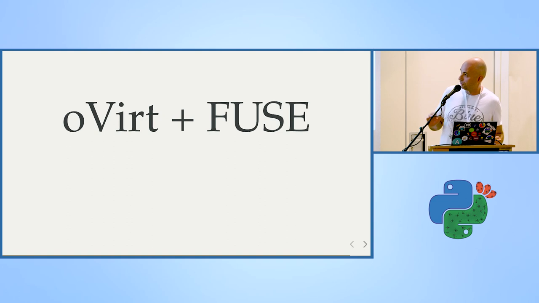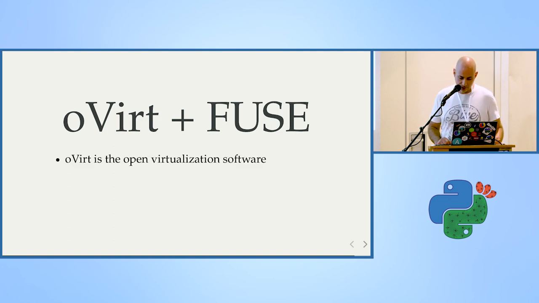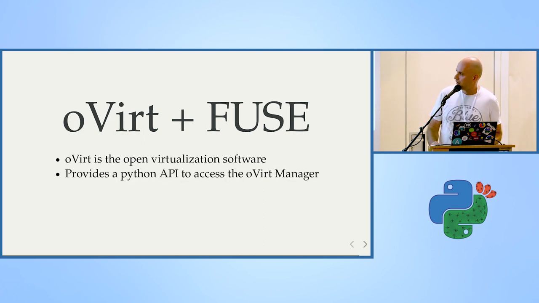I'm really going to go real quick about oVirt and Fuse. oVirt is the open virtualization software. It manages the life cycle of VMs. I'm not going to go in depth about this. It has a nice Python API, and it provides access to the oVirt Manager. We can see all our hosts and the VMs that are executed on those hosts, and we can do basically everything with the Python API.